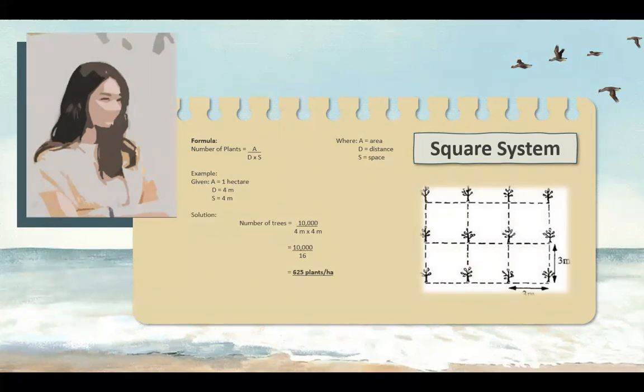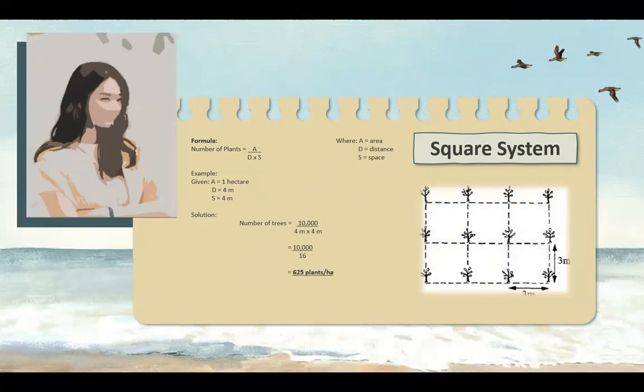If you want to compute the number of plants using the square system, all you have to do is use the formula A divided by D times S, where A is area, D is distance, and S is space. For example, the given area is 1 hectare, the distance is 4 meters, and the space is 4 meters. So our solution is to follow the formula.